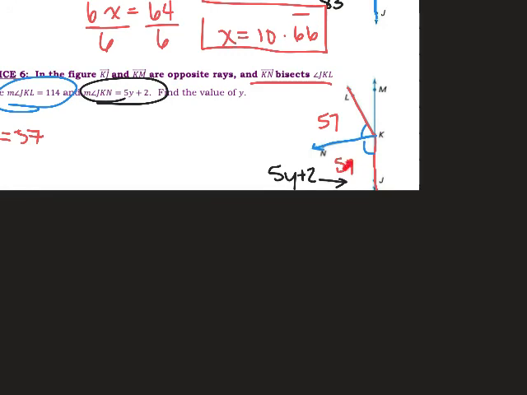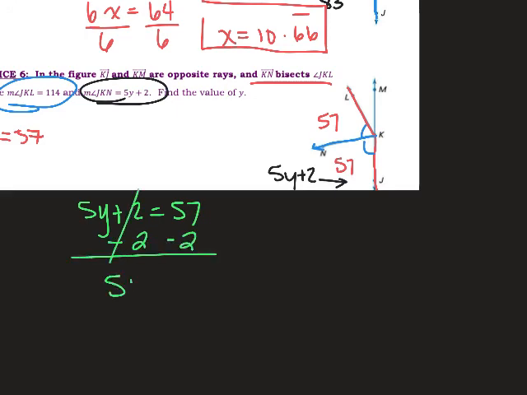So each angle is 57. I know this angle is equal to 5y plus 2. So how do I solve for y? It equals 57, good. Let's subtract 2 from both sides. 5y is going to equal 55. All right, let's divide both by 5, and y is equal to 11.